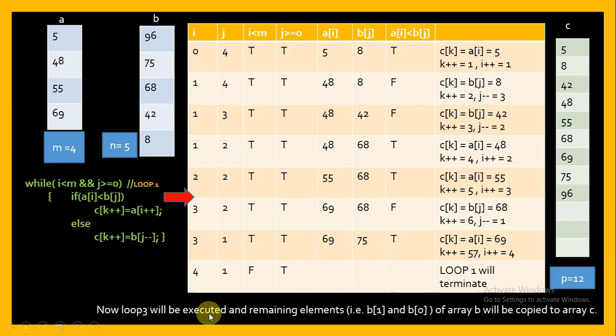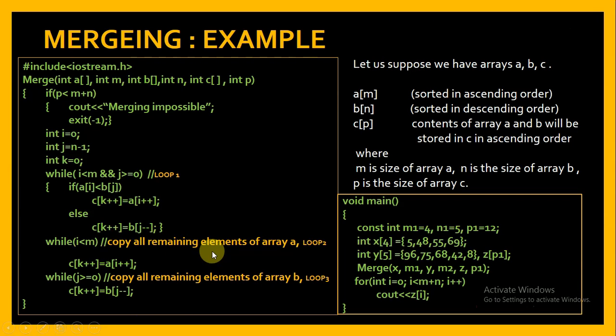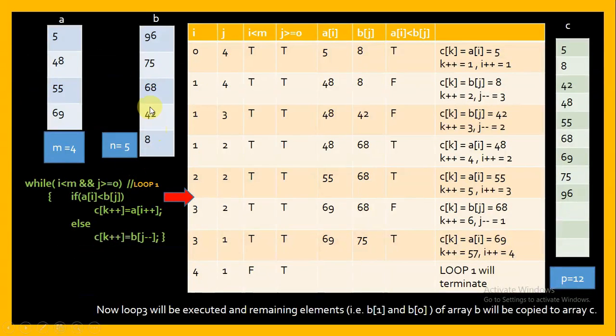You can see here the array A has ended. So this loop will be executed now while J greater than or equal to 0, and all the remaining elements of B will be copied to C. So these two elements, 75 and 96, were left when the previous loop was terminated. So 75 will be copied first and then 96 will be copied. You can see all the elements of arrays A and B are copied to array C in ascending order. So this is how the merging takes place.